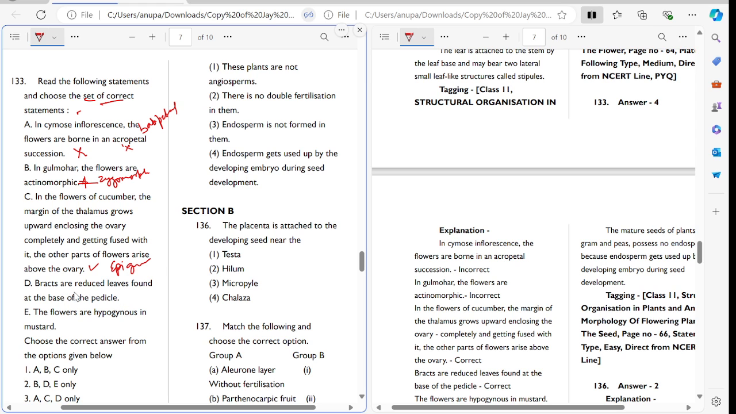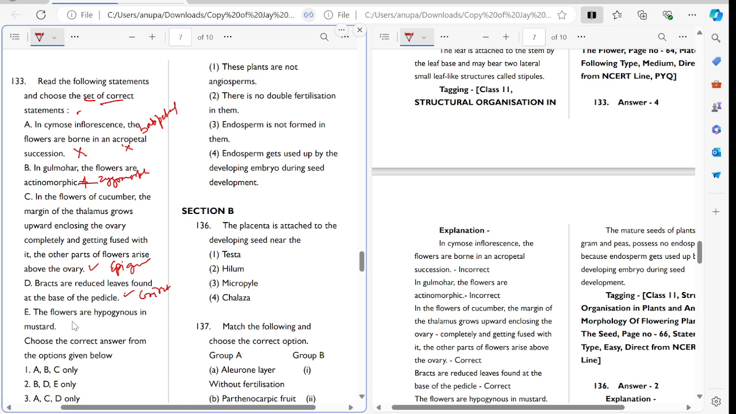Next is, bracts are reduced leaves found at the base of the pedicel. So this is the correct statement. Bracts are small green reduced leaves found at the base of the pedicel. So this is the correct statement.